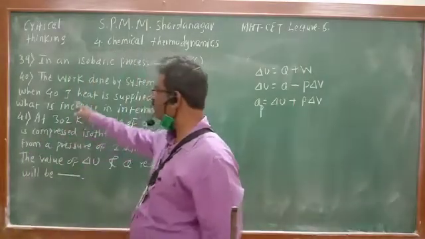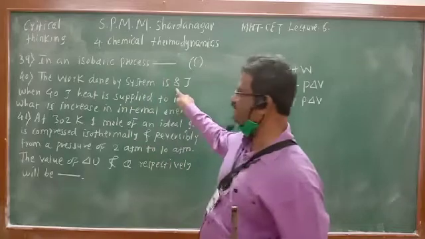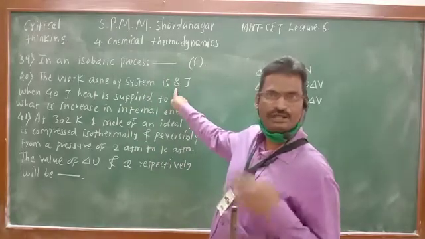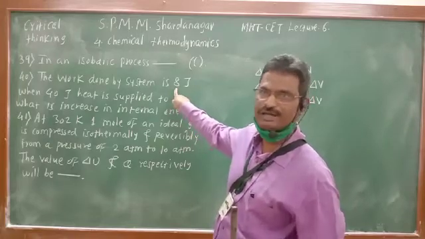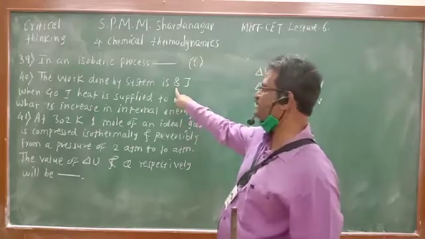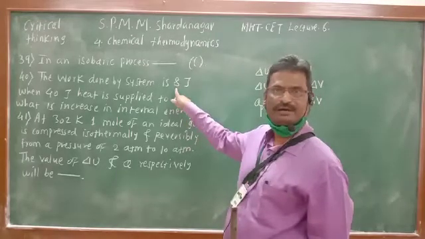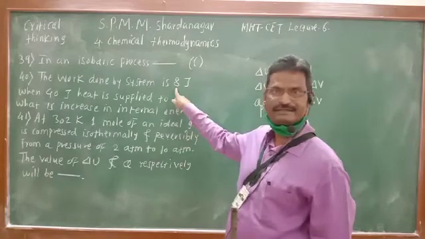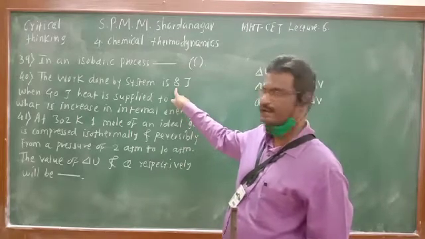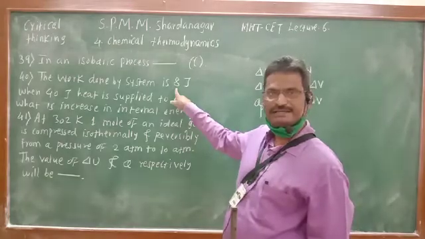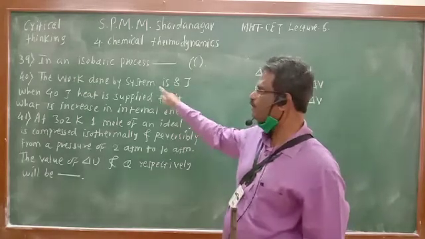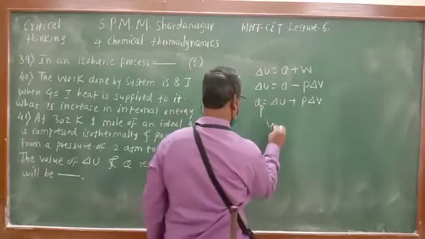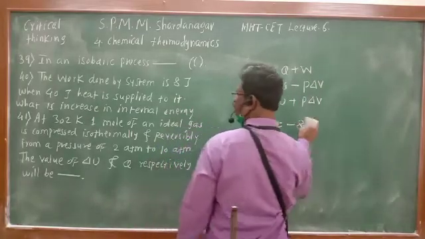Now, question number 40. The work done by system is 8 joule. Work done by the system on the surrounding, system to surrounding, so it is work of expansion. During expansion, rate of collision decreases. Therefore, energy of system decreases. Energy is capacity to do work. Since energy decreases, work done decreases. Therefore, work of expansion is treated as negative work. W will be equal to minus 8 joule.